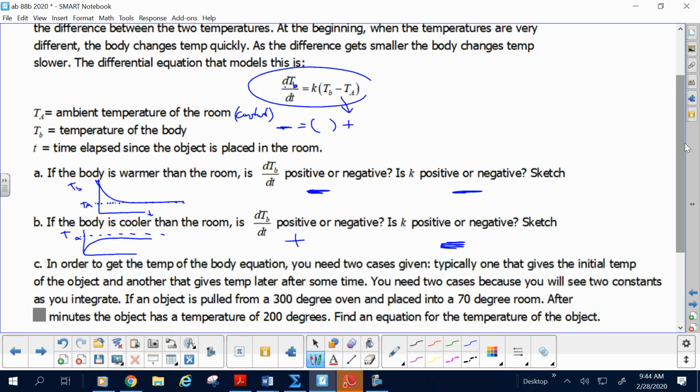It looks like the rate of change depends on the gap between the room and the body. But what else would go into the rate at which the body changes, or the lasagna changes, or whatever? I can think of two. Give me one. Surface area, yeah. Imagine a lasagna that was like a brick and super thick versus it was really wide. What would cool faster? Yeah, the surface area matters. Surface area of the body, or exposed surface area, matters a lot. And then what else?